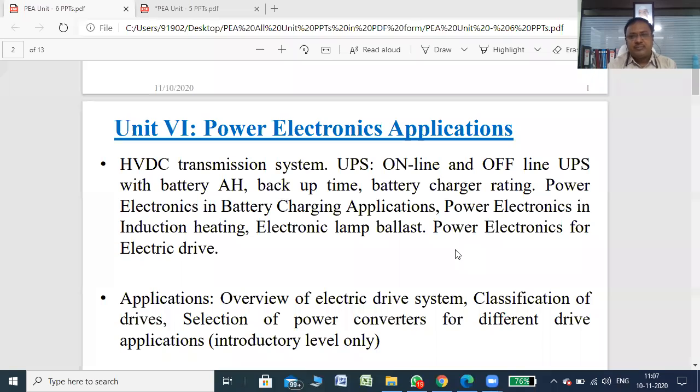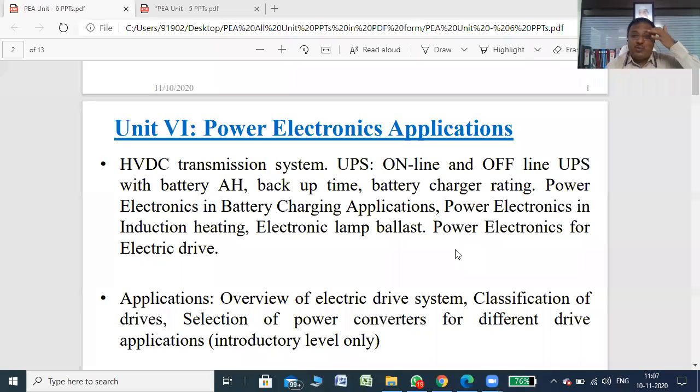Then battery charger, then power electronics in battery charging applications, power electronics in induction heating, electronic lamp ballast, power electronics for electric drives, then other applications, selection of power converters for different applications, just introduction.